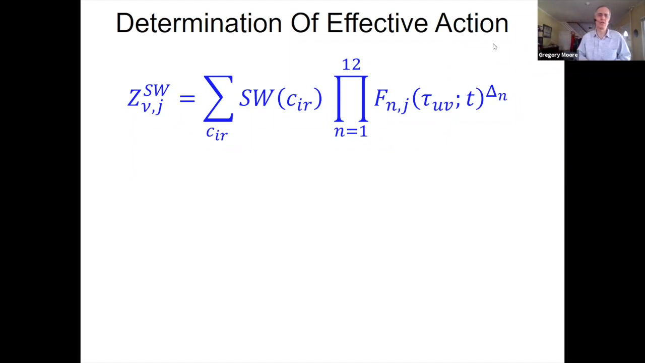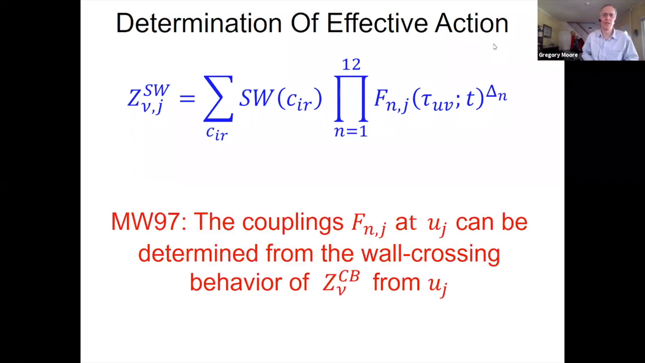So you have a sum over CIR, and instead of this product over these 12 functions, you have some simple trigonometric expressions. Well, I don't have time to really do a careful comparison. So this is the kind of thing you get.